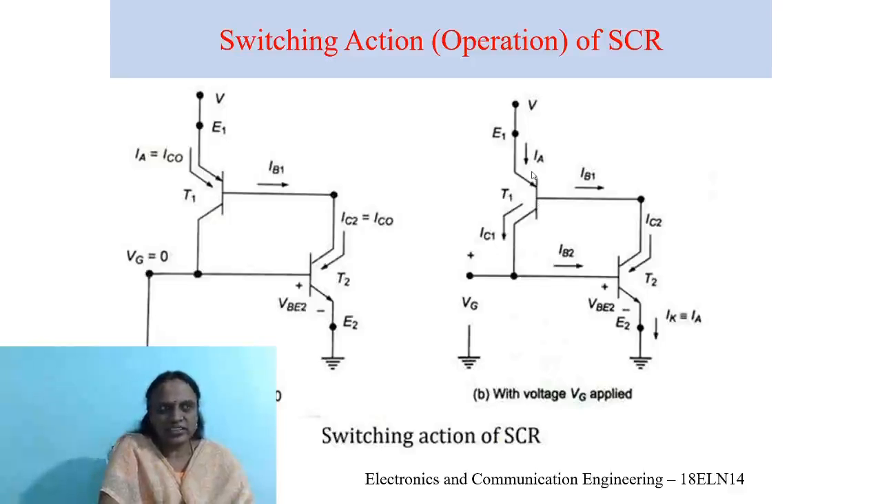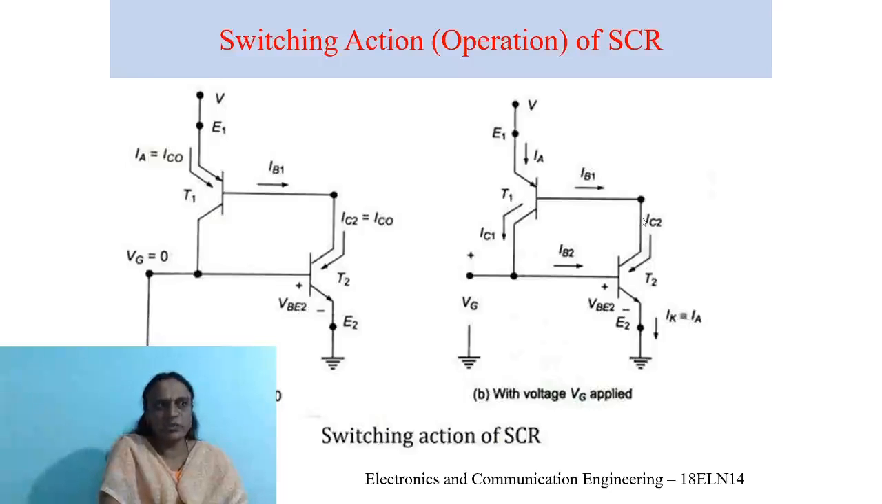IA, that is the anode current, is equal to IC1, the collector current of transistor 1. Transistor 1 will be turned on and the current will flow. This in turn increases IB2, the base current of transistor 2, causing a regenerative action to set in. As a result, the SCR is turned on.